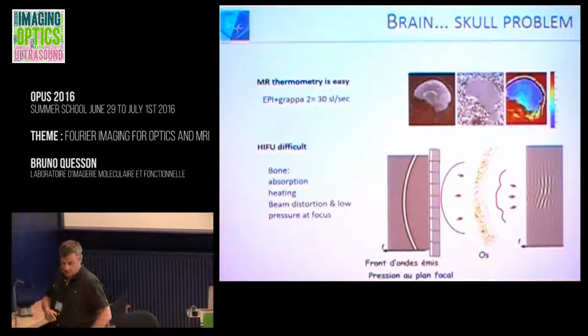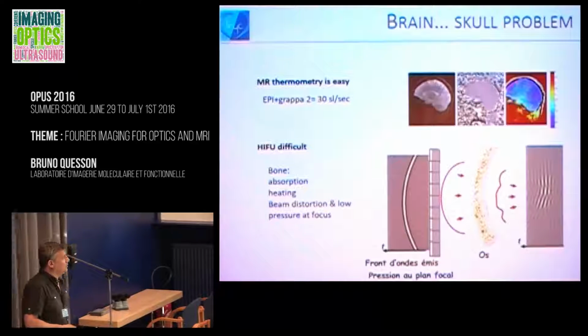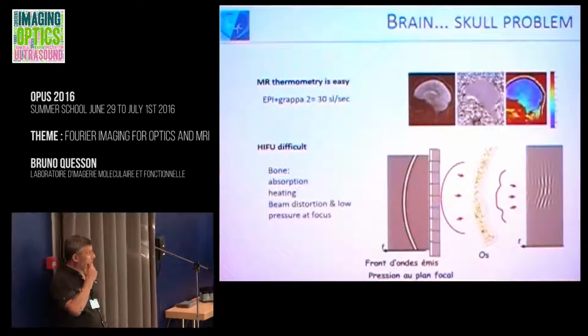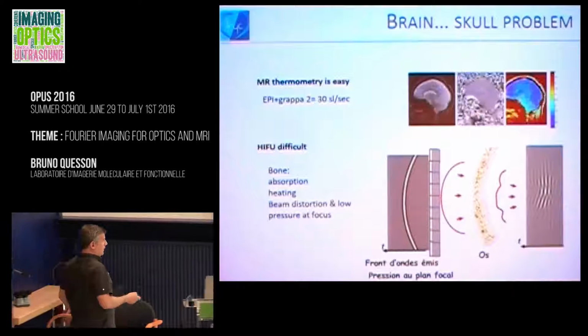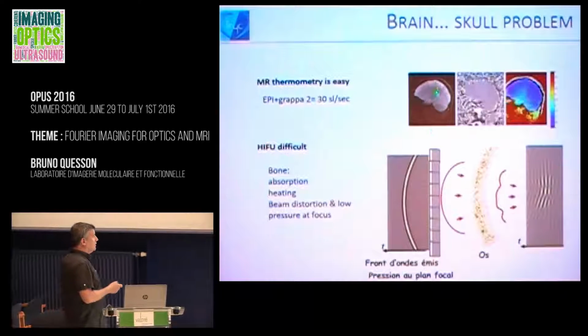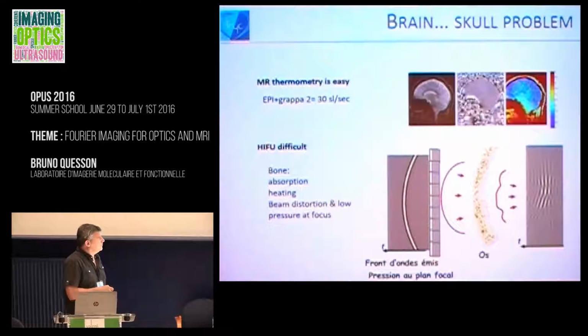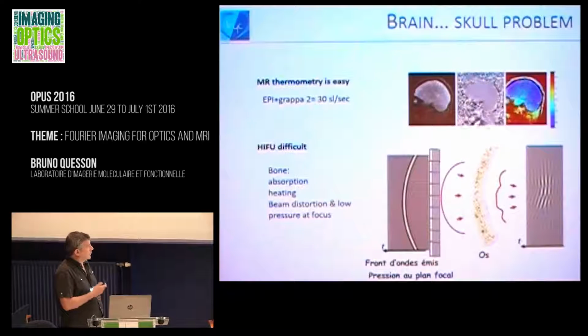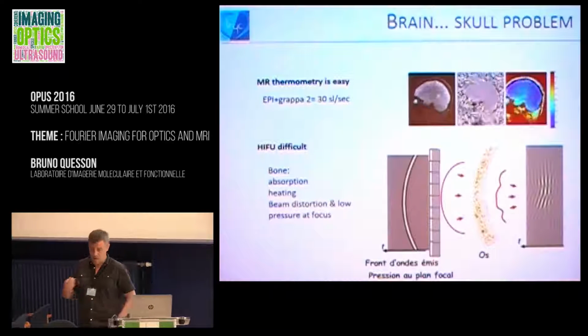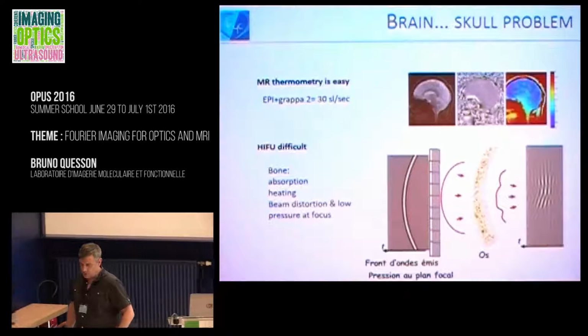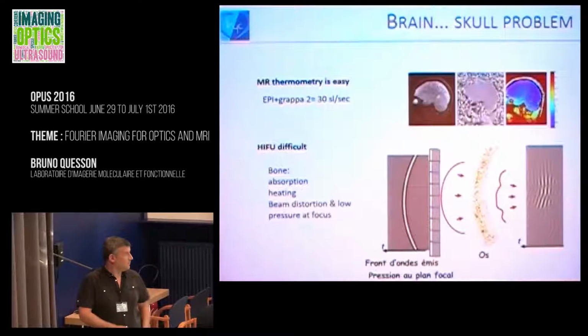Okay. People at Institut Langevin are really interested also in transskull therapy. So the idea would be to treat a tissue inside without making surgery. And the problem is that, well, the advantage from MR is MR in the brain is very easy because it's not moving and it provides quite a lot of signal to noise.